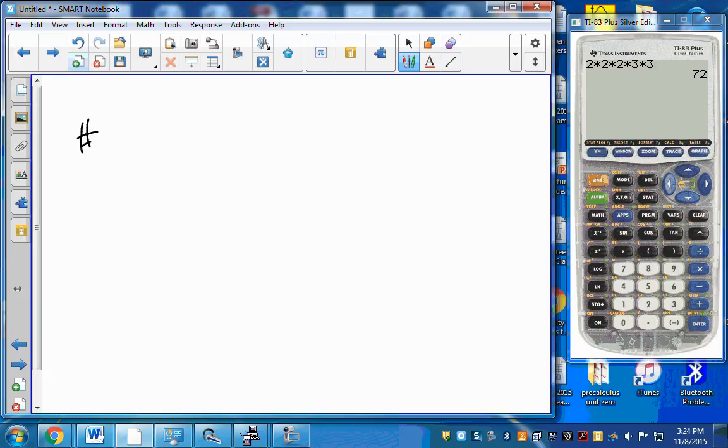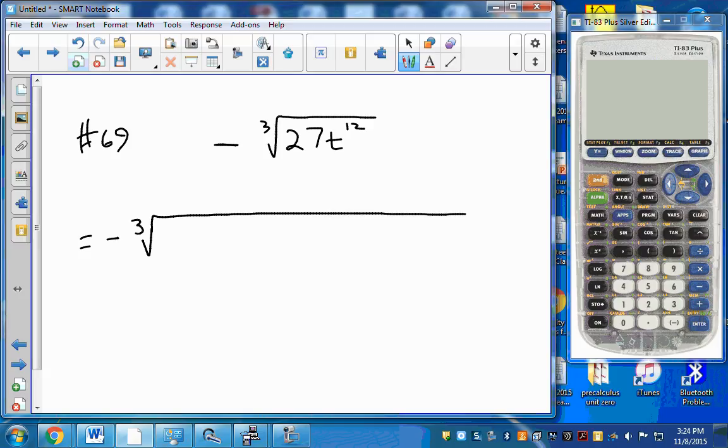69. We have negative. Okay, that's just going to stay there. We have a cube root of 27t to the 12th. T to the 12th. Okay, so we have minus the cube root. Well, 27 we should know is 3 by 3 by 3, right? Now, do I really want to write out 12 t's? 1, 2, 3, 4, 5, 6, 7, 8, 9, 10, 11, 12. Wow. I'm glad it's not 112. There must be a better way than writing all these guys out.